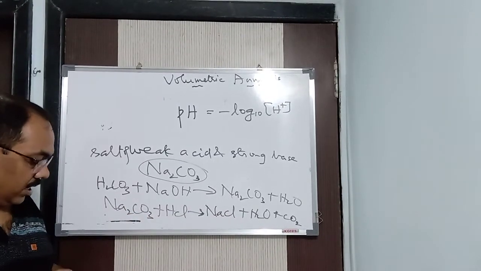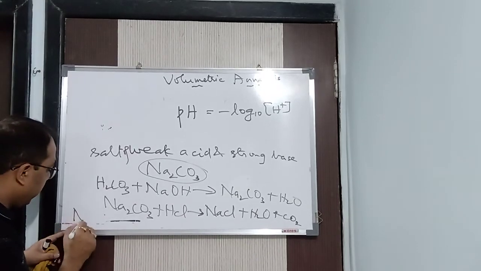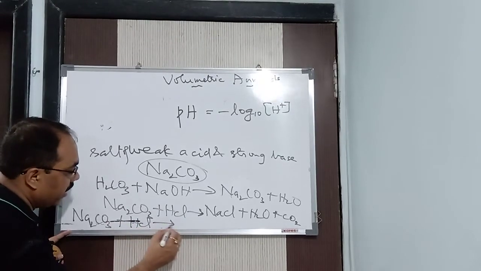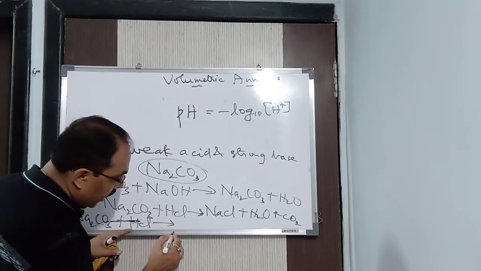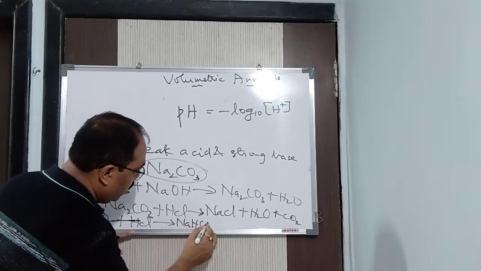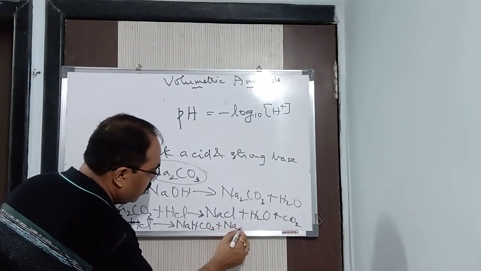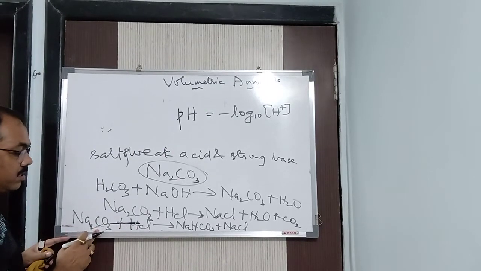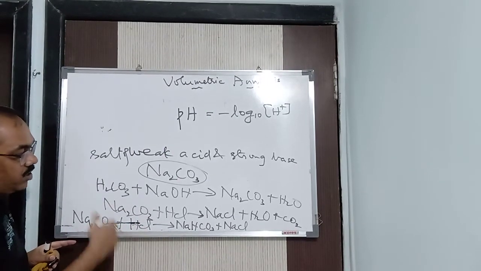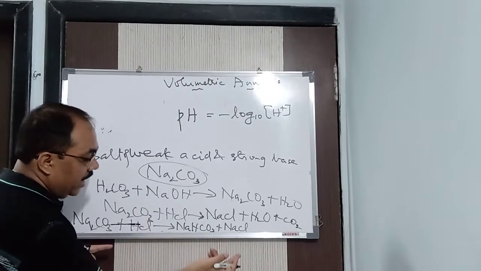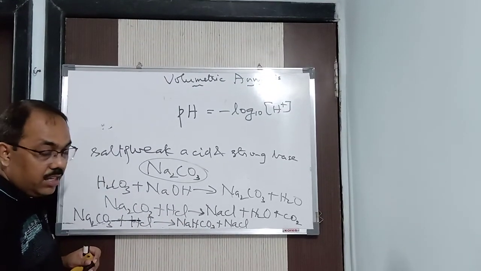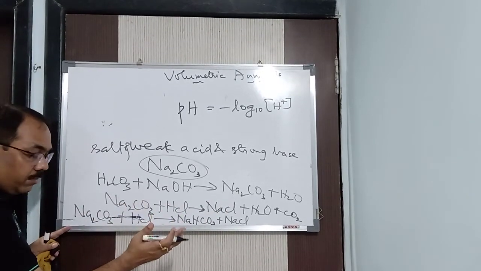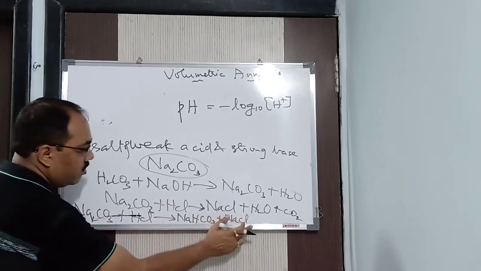So that is what I am saying. In the first step, Na2CO3 when it reacts with HCl, what will you get? You will get NaHCO3 plus NaCl. This is the first step, and the final step is the next one, where NaHCO3 reacts with HCl. So a stepwise reaction is going to take place. Na2CO3 reacts with HCl to give NaHCO3 plus NaCl.